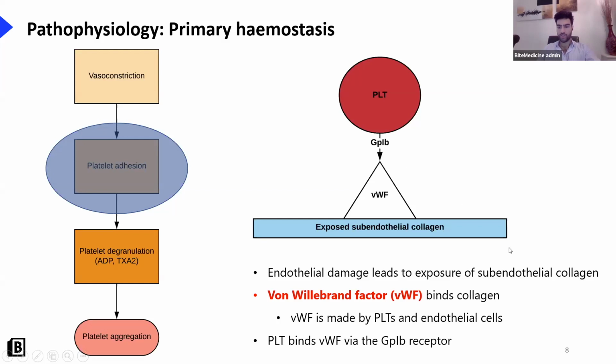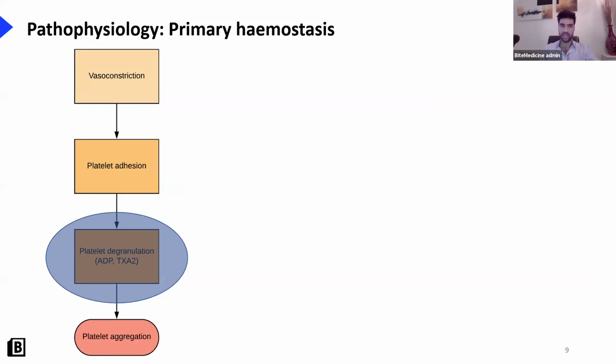So when you have trauma and exposure of the subendothelial collagen, von Willebrand factor binds that collagen, and it also binds the platelet. The platelet sticks to von Willebrand factor through this receptor, GP1B. This is all important because all of these receptors and proteins will pop up later in various different diseases. So the point is the platelet binds the affected area via the GP1B receptor, which binds von Willebrand factor. So that's platelet adhesion, when the platelet binds to the blood vessel wall.